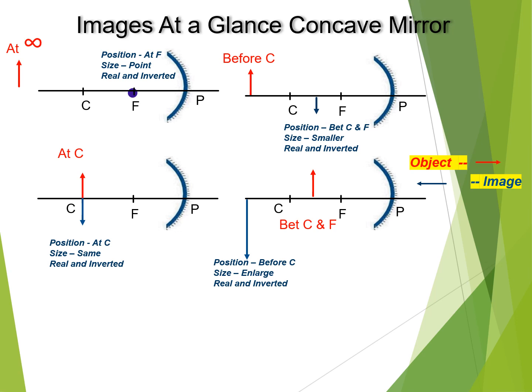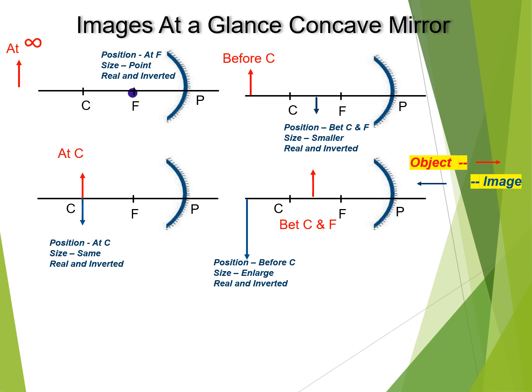The fourth condition is if the object is between C and F, then the image shall be formed between infinity and center of curvature. Now here the size has become larger than the object. It is now enlarged and the nature shall be real and inverted.